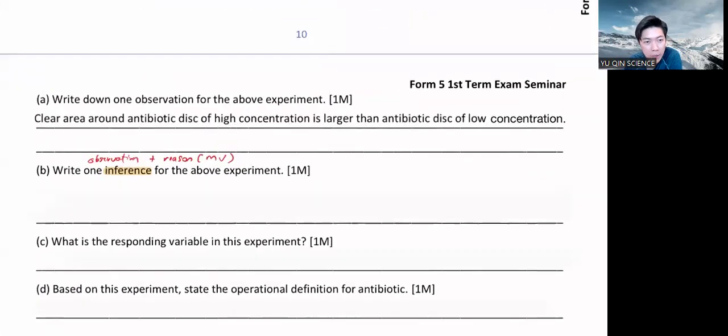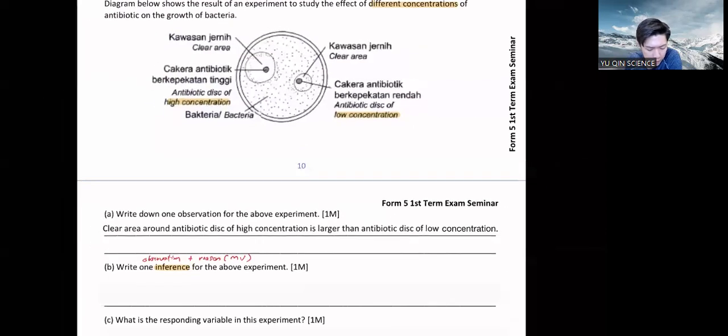Then based on these, you can create your own inference already, right? The reason here. The higher concentration one has larger area, right? Why higher concentration, larger area? Because the antibiotic with higher concentration can kill more bacteria. Why higher concentration, bigger circle? Because it is stronger, the higher concentration can kill more. You want to try?